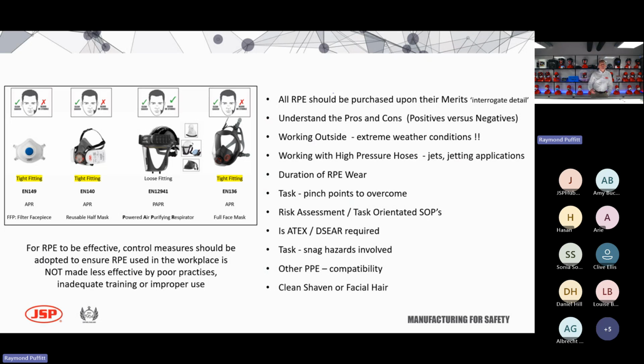So with the graphic above, I think it's an idea to think about the things that you should be asking yourself and what's important to you, the questions you should be asking the manufacturer. And that is that RPE should be purchased upon its merits. So interrogate the detail. If the detail is not there from the manufacturer and your anxiety hasn't been answered, then please raise those. Because all products have pros and cons, they have positives and negatives. You don't know that, but they do. So we need to understand maybe the rest of it below.